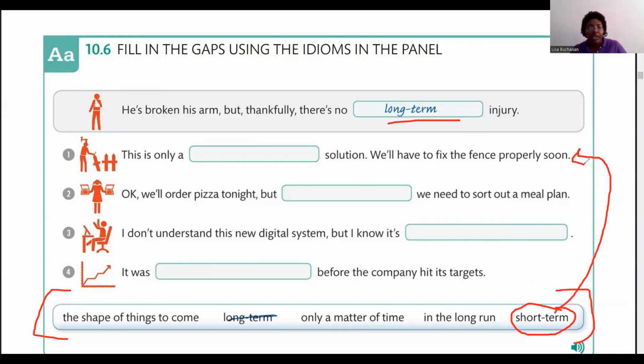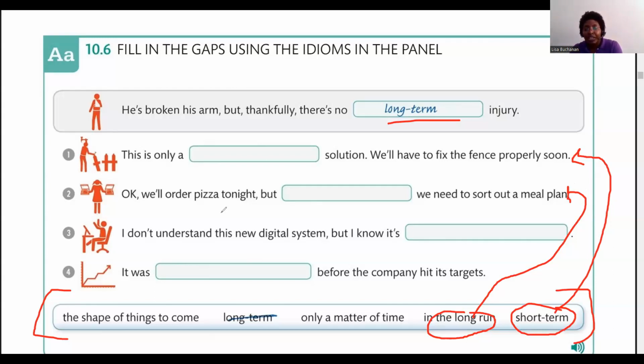Number 2, okay, we'll order pizza tonight, but we need to sort out a meal plan. So again, look at the answers, which one makes the most sense? So this, okay, we'll order pizza tonight, but in the long run, we need to sort out a meal plan. So meaning, okay, pizza tonight, but what about the next night and the next night and the next night? We need a better plan. We need a long-term solution, or in the long run.